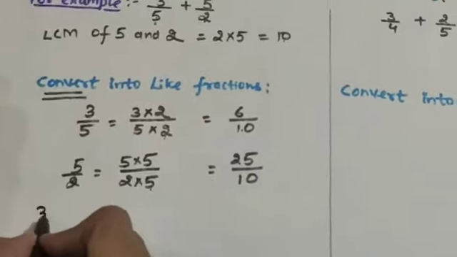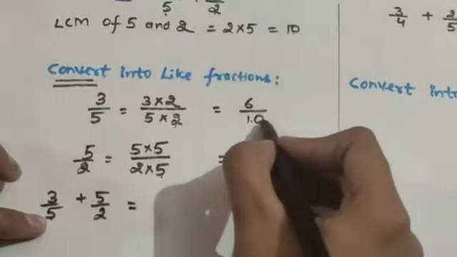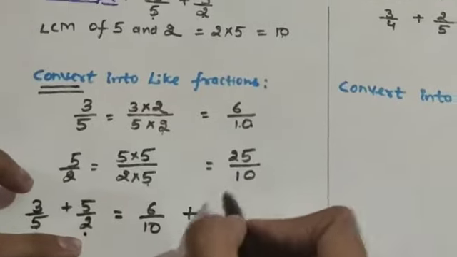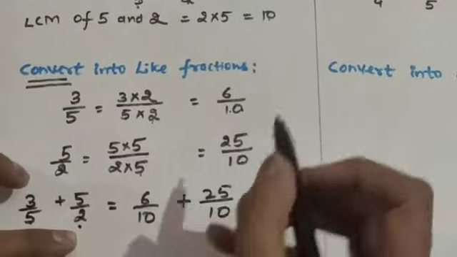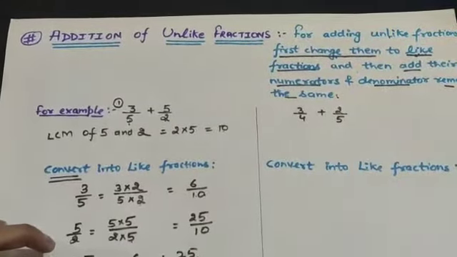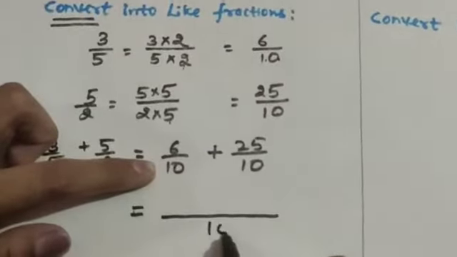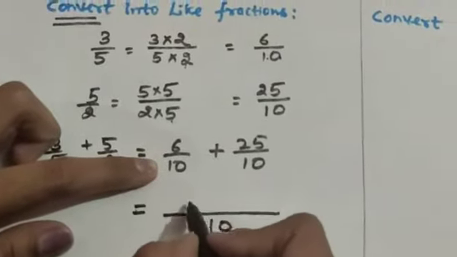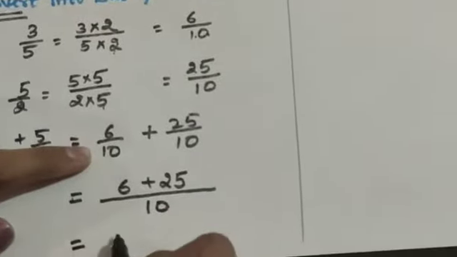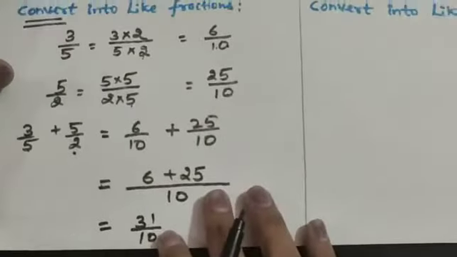Since we have to add 3 by 5 plus 5 by 2, 3 by 5 is equivalent to 6 by 10. So just write down the value. 5 by 2 is equivalent to 25 by 10. So we have done the first step. We have changed them into like fractions. Now these two fractions are like fractions and we know how to do the addition. The denominator remains the same, that is 10, and the numerators get added. What are the numerators? 6 and 25. So after adding, we get 31 by 10. I hope it is clear?